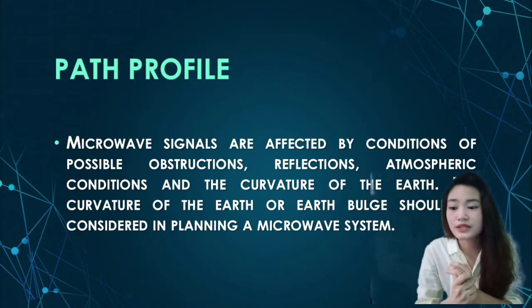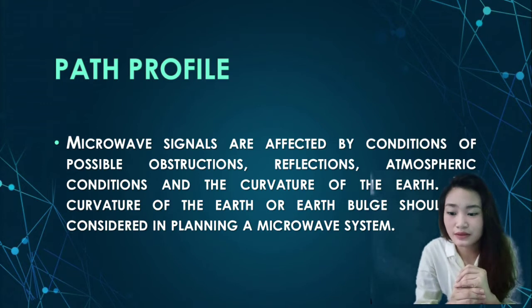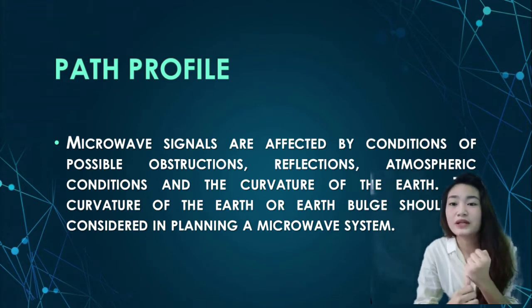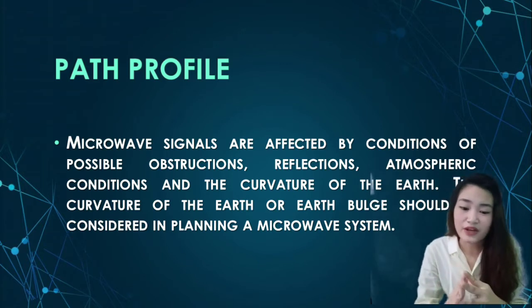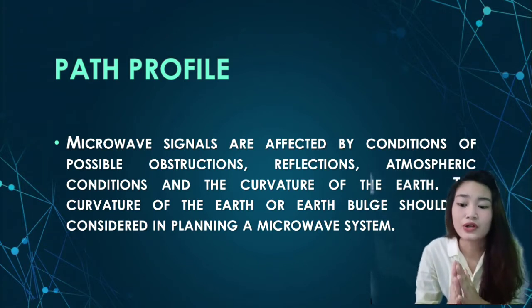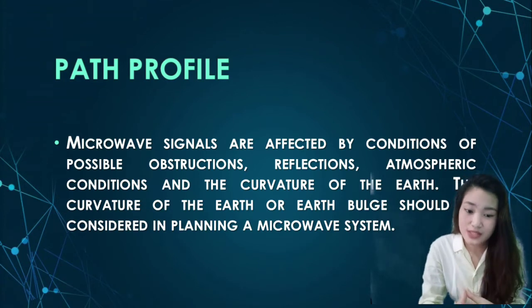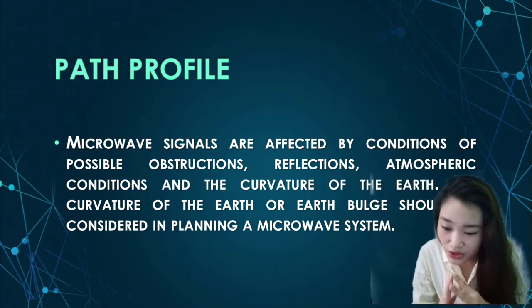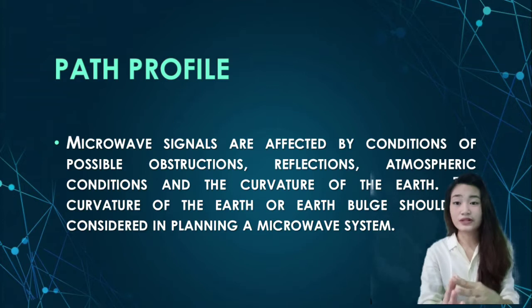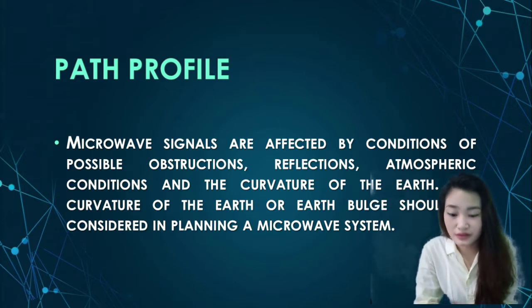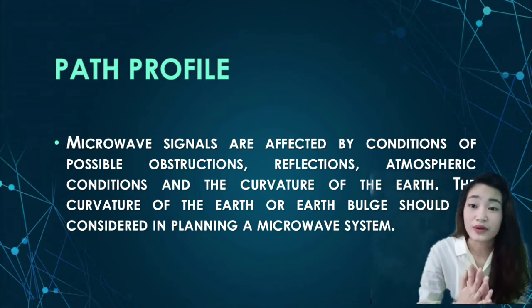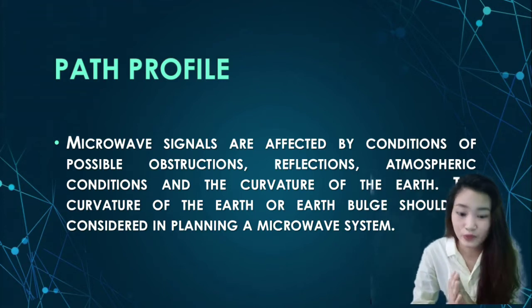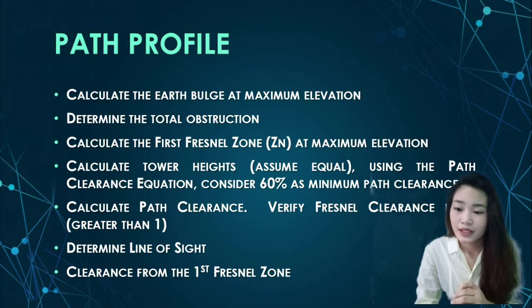And the second one in link engineering steps is the path profile. Microwave signals are affected by conditions of possible obstructions, reflections, atmospheric conditions, and the curvature of the Earth. The curvature of the Earth, or Earth bulge, should be considered in planning a microwave system. It is very important to consider it.